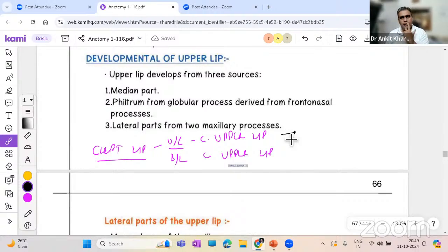Suppose imagine the left side, there's a cleft in the upper lip. They will ask you which processes did not fuse such that this sort of face is being formed. They won't say it is a cleft upper lip; they will give you an image and ask you, it is due to the non-fusion of which processes.